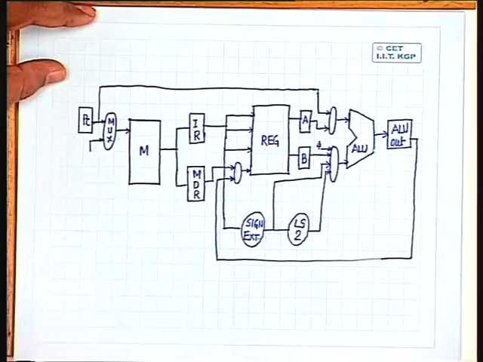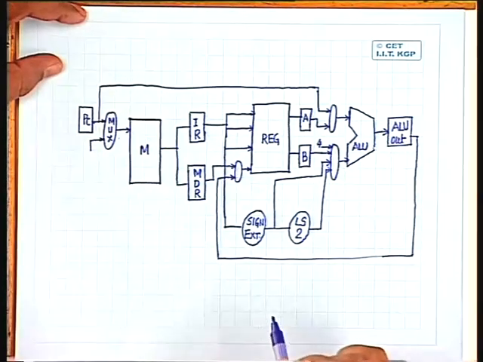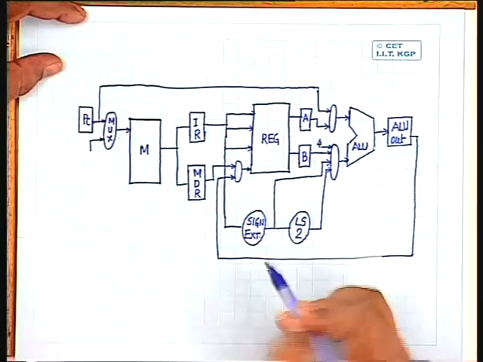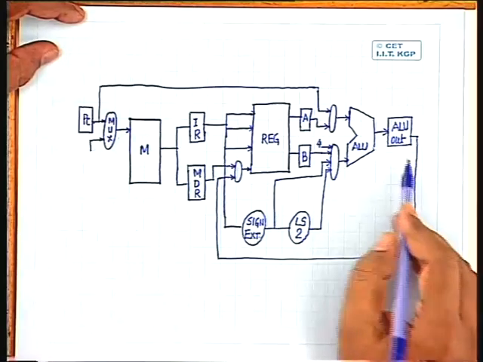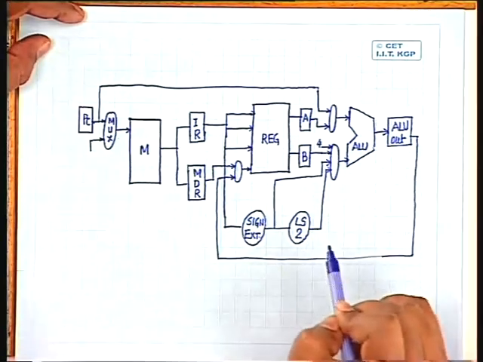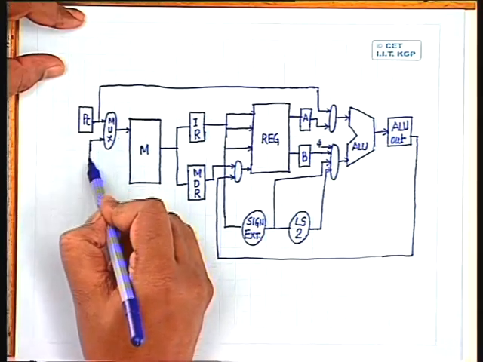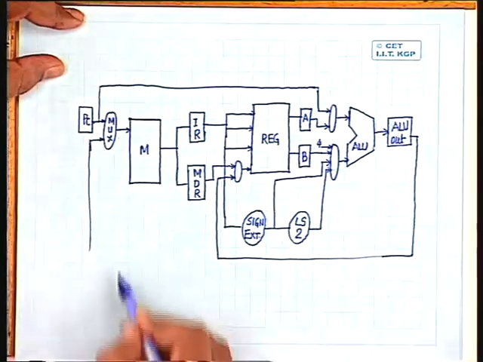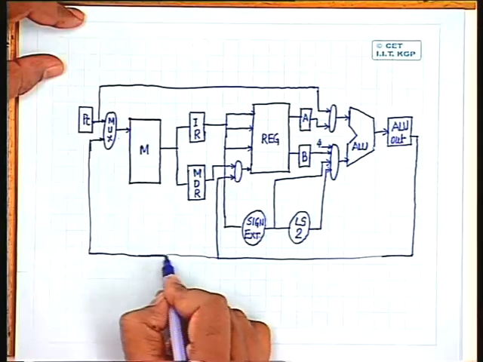Not only that, this ALU also computes the program counter value. For calculation of the next instruction address, for calculation of the jump address, all those things, this ALU computes the next program counter value. So the other input of this first multiplexer will also come from the same ALU output.